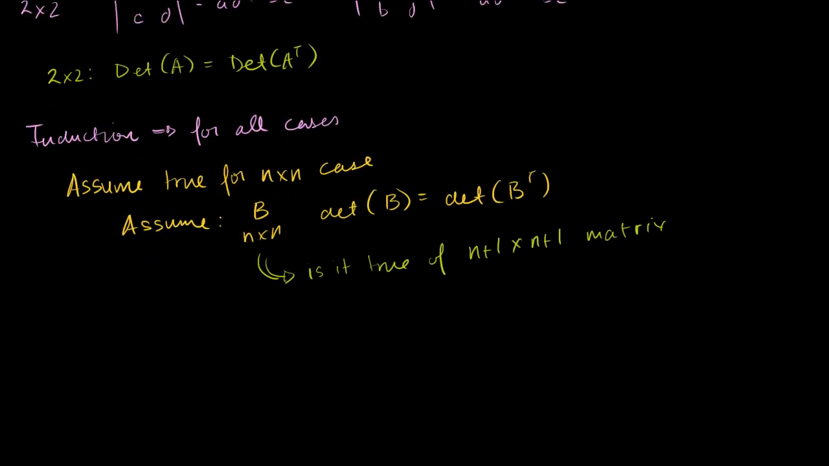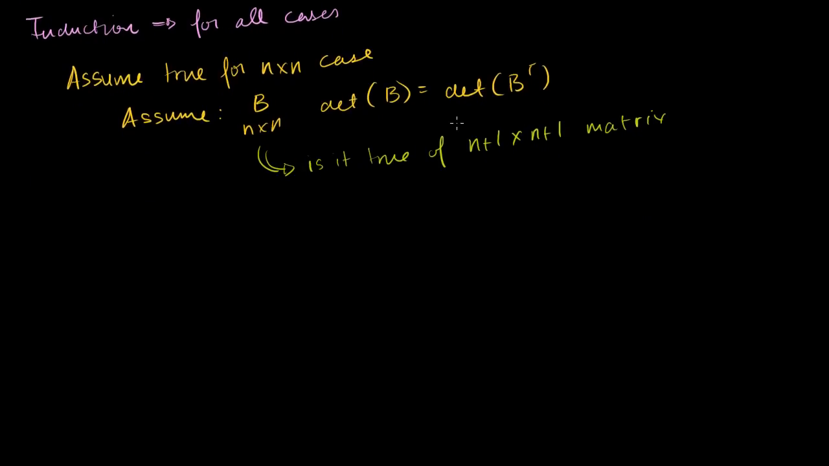So let me construct an n plus 1 by n plus 1 matrix. Let's say I have my matrix A, my favorite letter to use for matrices. I think the entire linear algebra world's favorite letter to use for matrices. And let's say it's an n plus 1 by n plus 1 matrix. Just to simplify my notation, let's say that m is equal to n plus 1. So we could call it an m by m matrix.